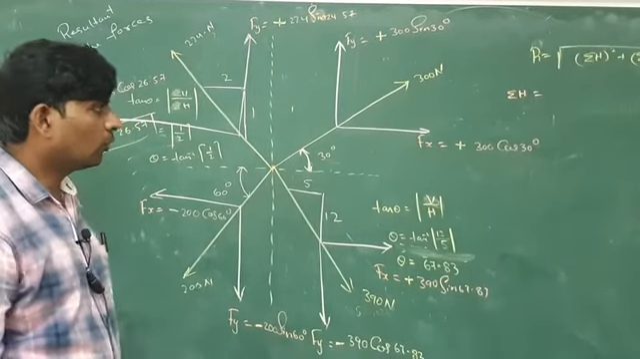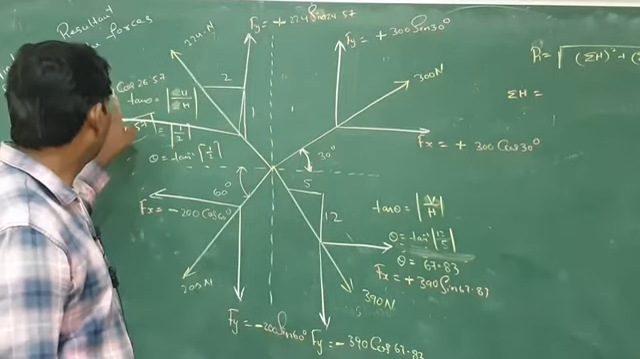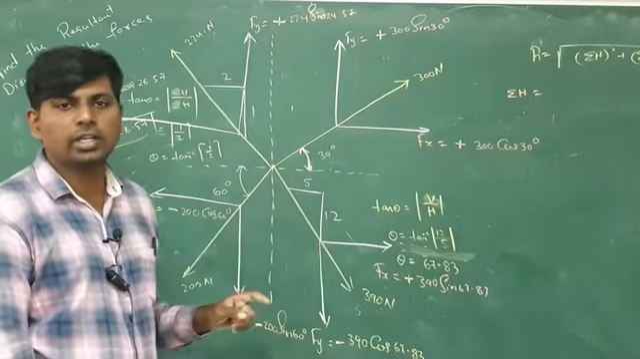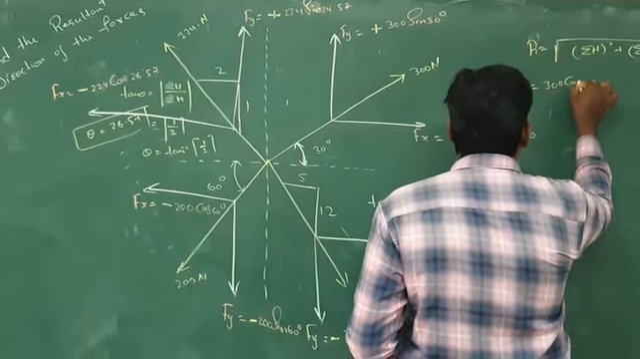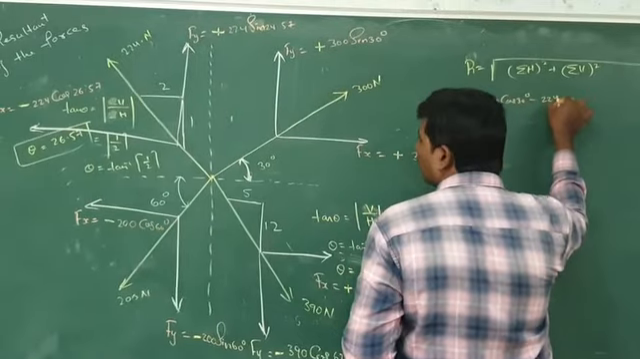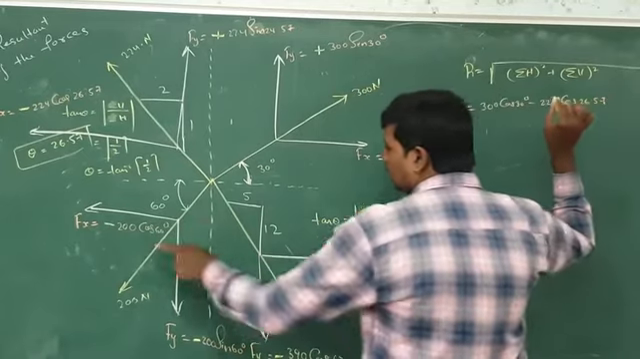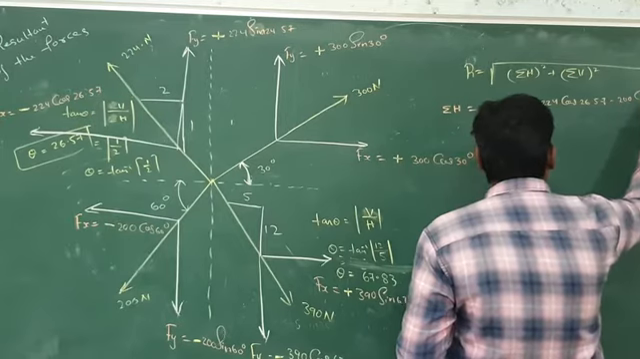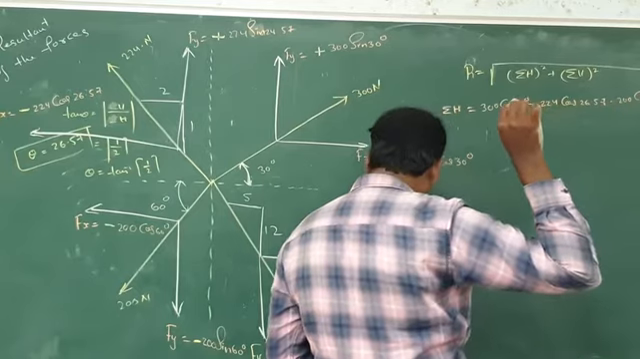After that, you have to go for the sum of horizontal. How many forces are there? 1, 2, 3, 4. Total 4 forces in the sum of horizontal. So first you have to write 300 cos 30 degree. Next one is minus 224 cos 26.57. Next one is minus 200 cos 60 degree. Next horizontal force is 390 sin 67.83.